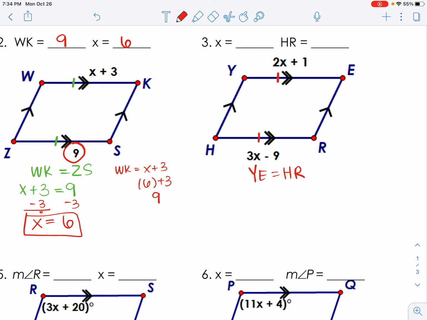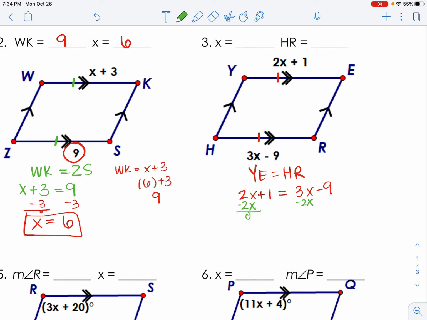All right, so once you finish solving, let's go over this together. I'm going to plug in what I know. So I know YE is 2x plus 1. And I know HR is 3x minus 9. And now in order to solve this, I want to get all of my x's to one side and all of my numbers to the other. So if I want to move the x's, I'm going to always move the smaller x. That way I stay positive. So I've got a 2x here. I'm going to subtract 2x from each side.